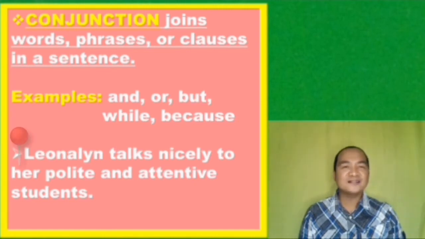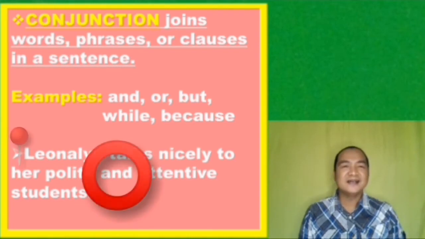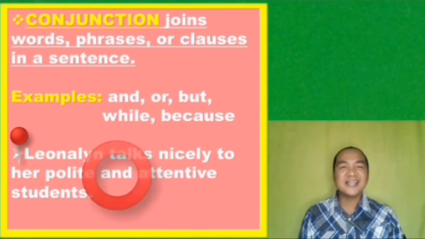We have one conjunction here. Can you see it? Yes, our conjunction in this sentence is the word and. Again, our conjunction in this sentence is the word and. The conjunction and joins or connects words and phrases in this sentence.